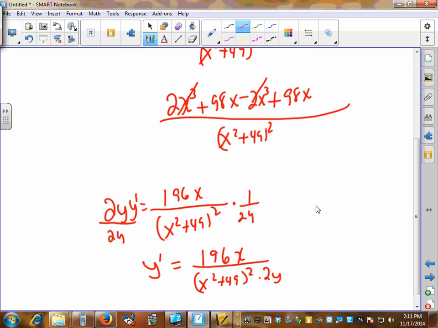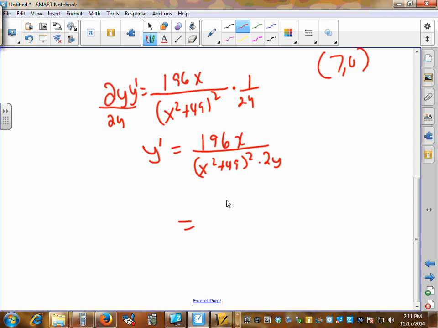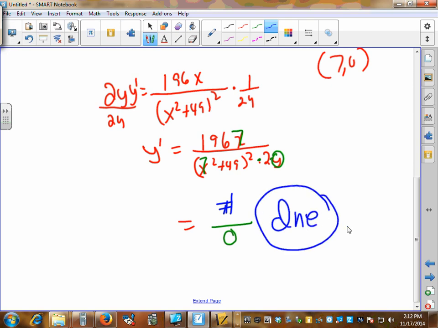And this was at the point 7, 0. If we plug 7 in for x and 0 in for y, one thing I notice automatically is that that's going to be 2 times 0 times whatever all that is. That's going to give me 0 on the bottom. I'm going to have some number on the top. And when I get a number over 0, I know that that derivative does not exist. So the answer is does not exist.